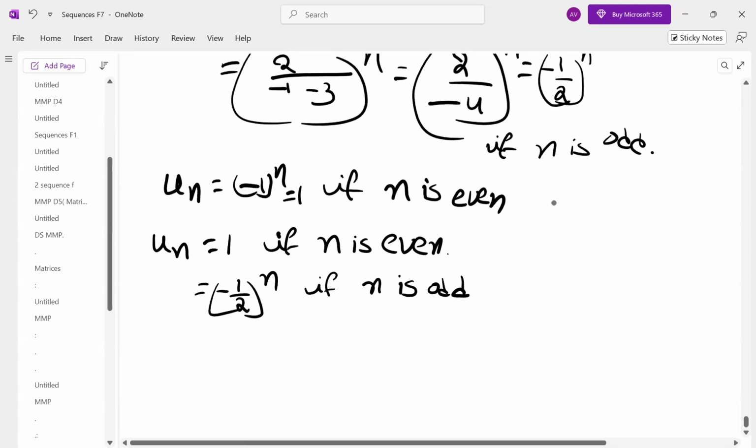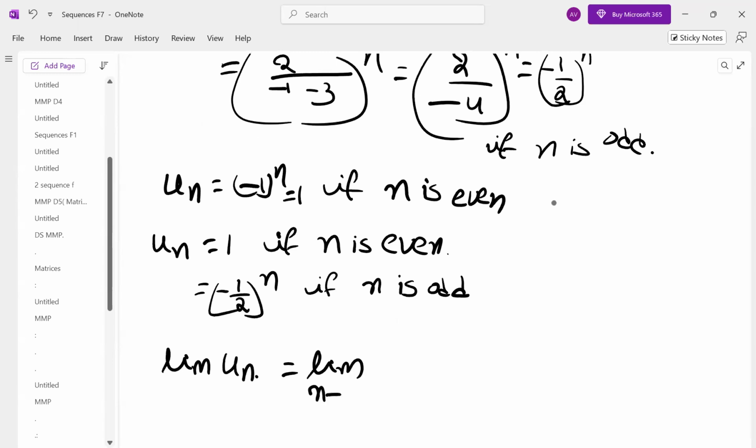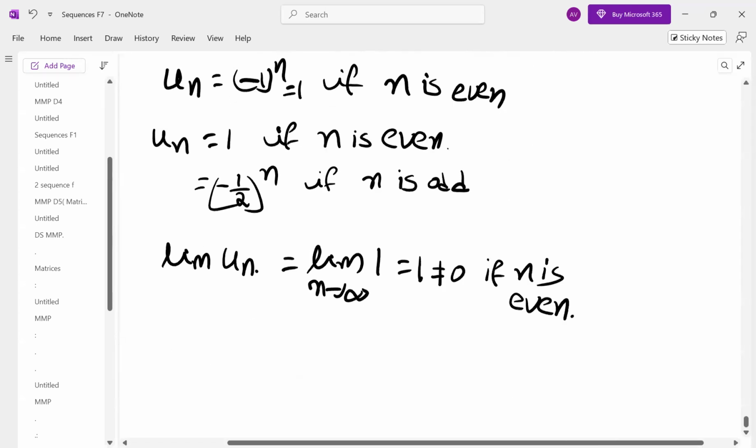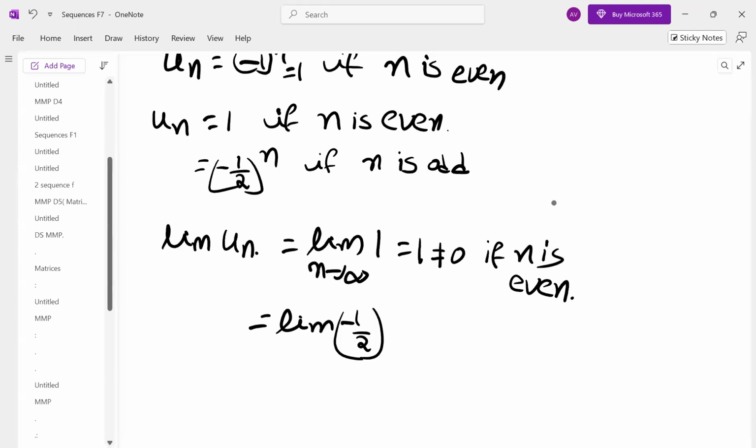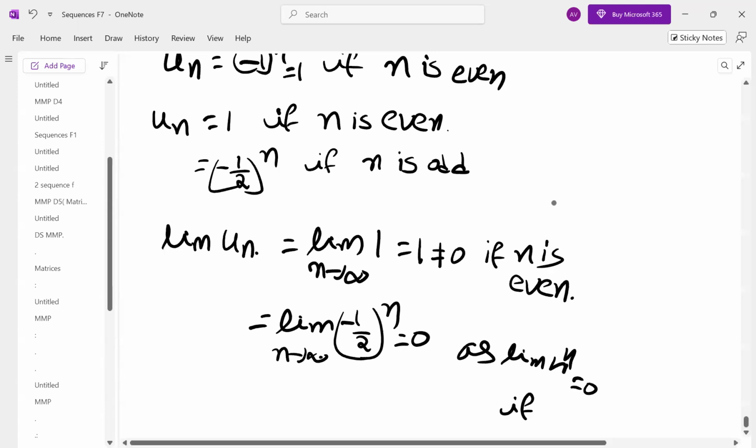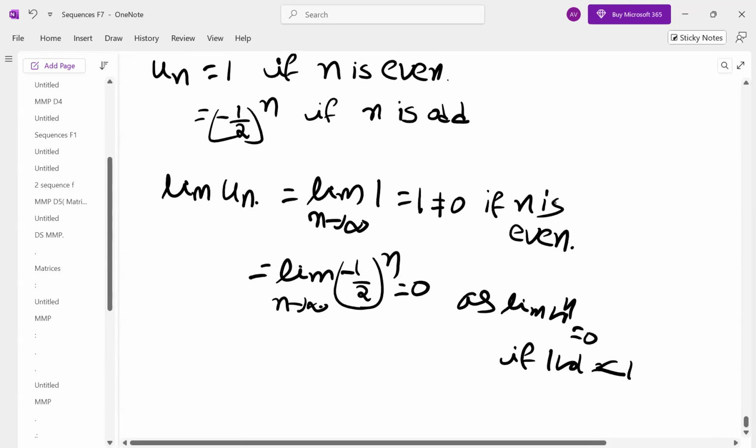So we have to find the limit. What is the limit of u_n? The limit as n tends to infinity is 1, which is not 0, if n is even. And it is equal to the limit of (minus 1 by 2) whole power n, which will be 0 because the limit of r power n is 0 if mod r is less than 1. Here you can see r is minus 1 by 2. This is if n is odd.